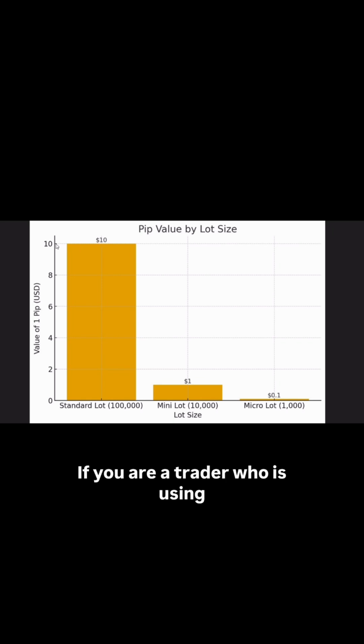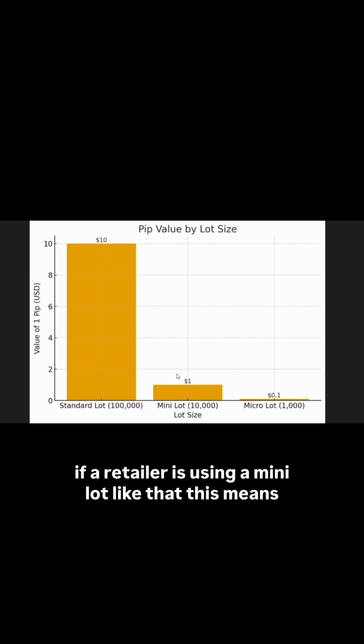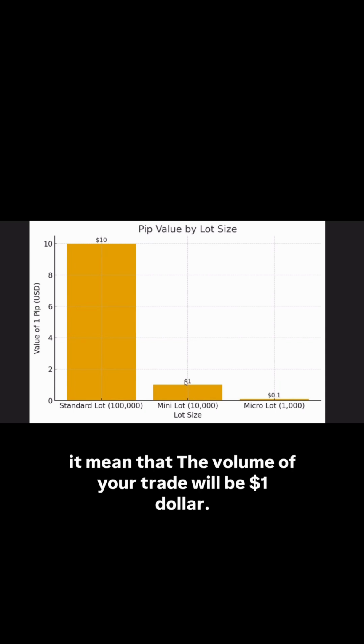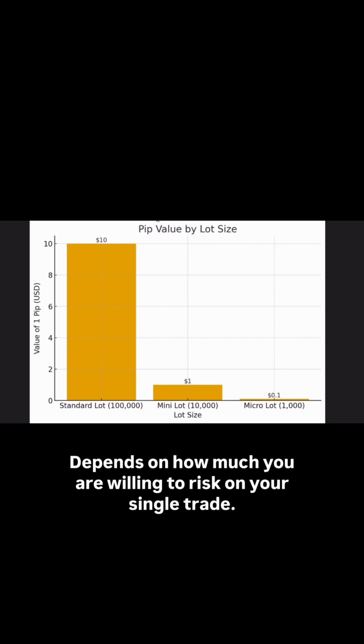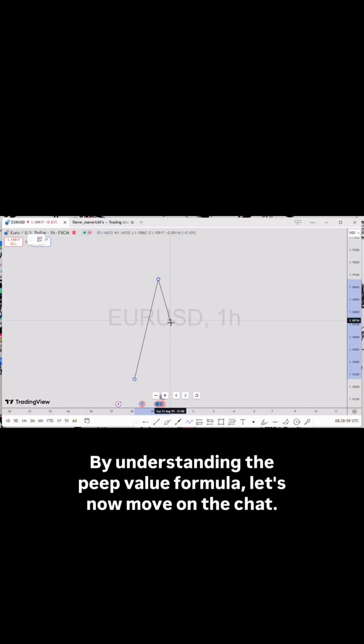If you are a trader who is using a mini lot, this means 1 pip is equal to 1 USD. So if you're using a mini lot, the value of your trade will be $1. And if you're using a micro lot, the value will be 0.1 USD. It depends on how much you are willing to risk on a single trade. By understanding the pip value formula, let's now move on to the chart.